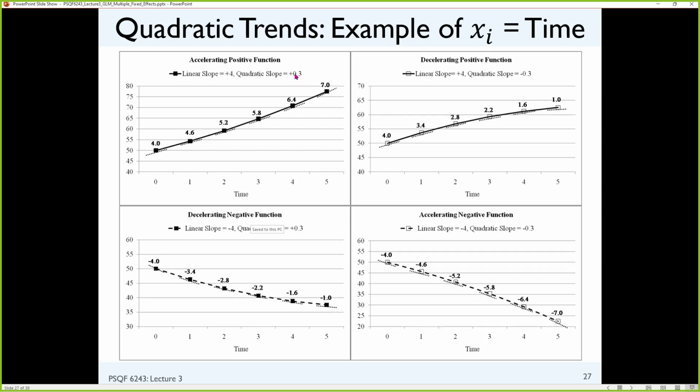This picture has a quadratic slope, so time squared would have a slope coefficient of positive 3. And if you remember nothing else, there is one rule: before you can talk about what a quadratic slope does, you have to multiply it by 2.